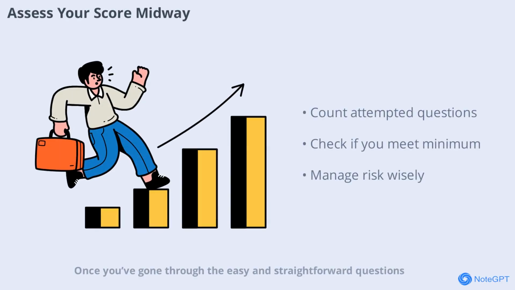Once you've gone through the easy and straightforward questions, take a moment to count how many you've attempted. If you've answered more than 50 questions confidently, you've already met the minimum requirement to pass. At this point, it's wise to avoid attempting questions you're unsure about, as negative marking could reduce your score.